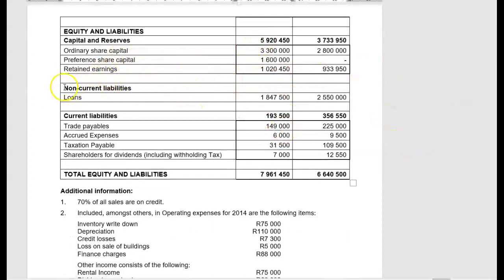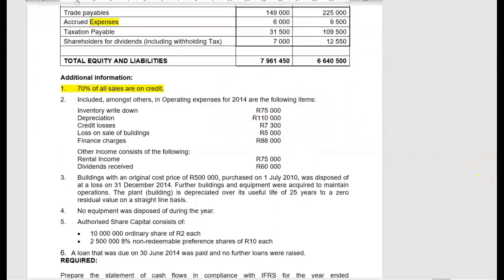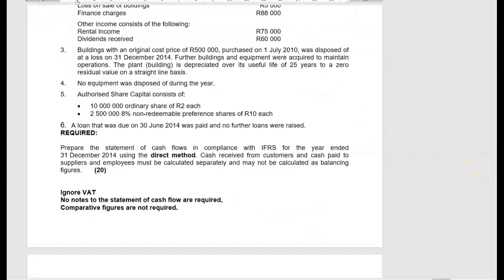Again, no revaluation surplus. Loans, well, there was quite a difference there. Trade payables, accrued expenses. Remember, it's all about expenses, so we have to show that movement that took place when we work out cash paid to suppliers and employees. Taxation payable and shareholders for dividends. Okay. Number one, 70% of all sales are on credit. Now, let's have a look here.